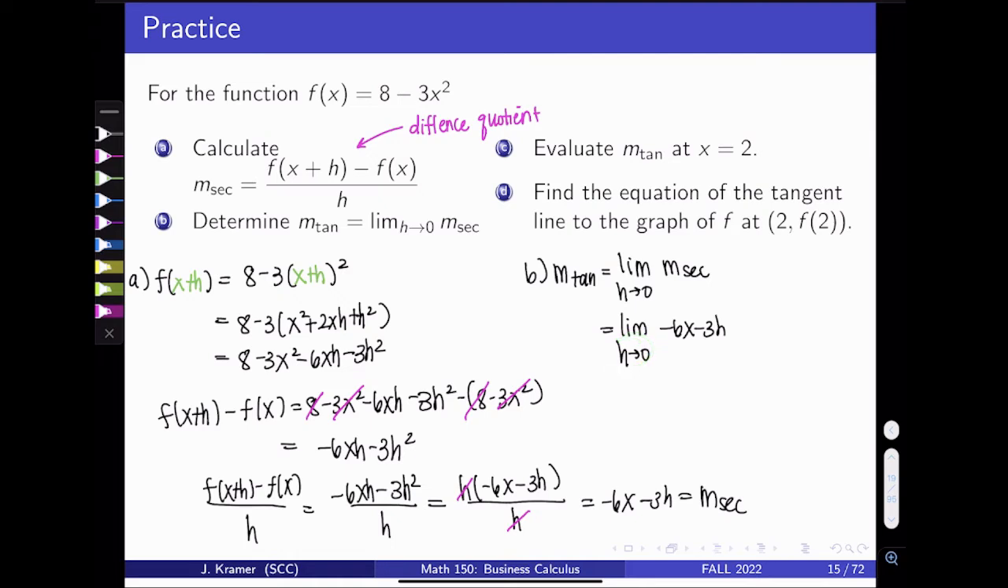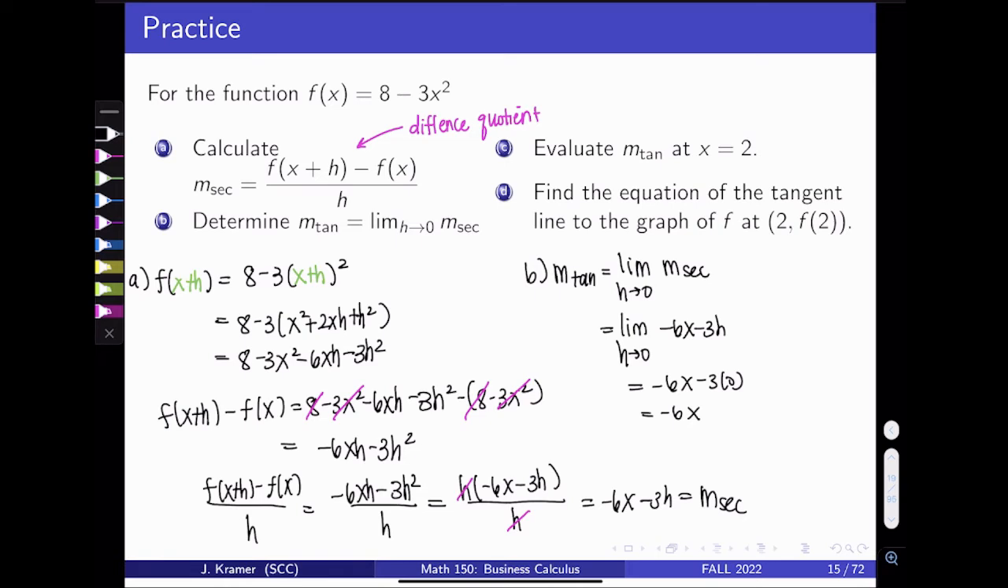It is a linear function, and so you can use direct substitution, because linear functions are continuous everywhere, and you're allowed to use direct substitution for continuous functions in their limit form. And so what we end up with is negative 6x minus 3 times 0, or negative 6x. So this tells us that the slope of the tangent line is negative 6x, which happens to be the derivative of f of x as well.